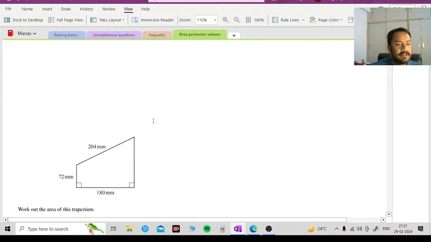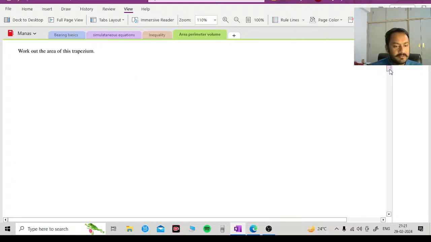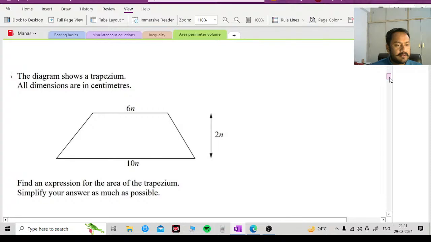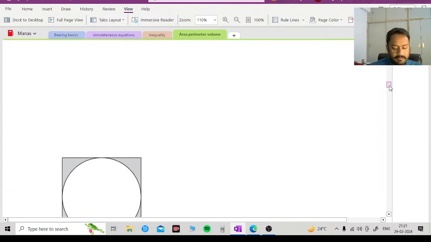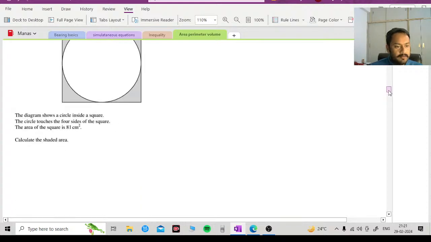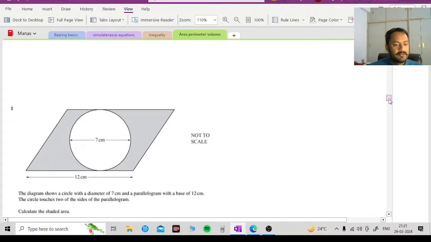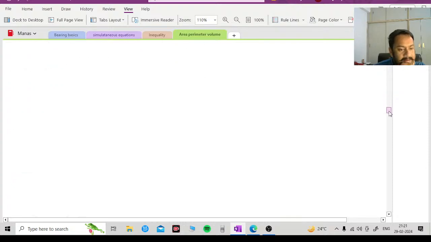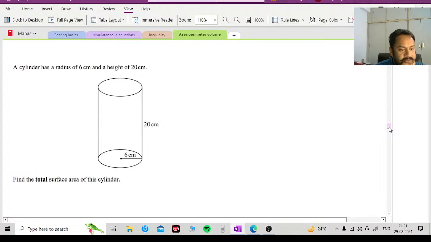So here basically we'll be going through the topics such as finding the area of trapezium. Then we'll be going through the finding the area of rectangle. Then again how to find the expression for the trapezium. Then we'll be finding area of the shaded region. Then we have some questions based on parallelogram along with the circle. So these type of questions are there. And later we can find the volume of the cylinder, then surface area of the cylinder.